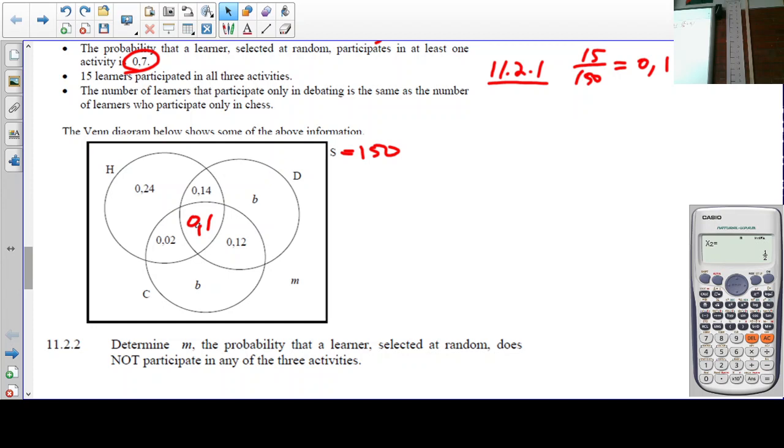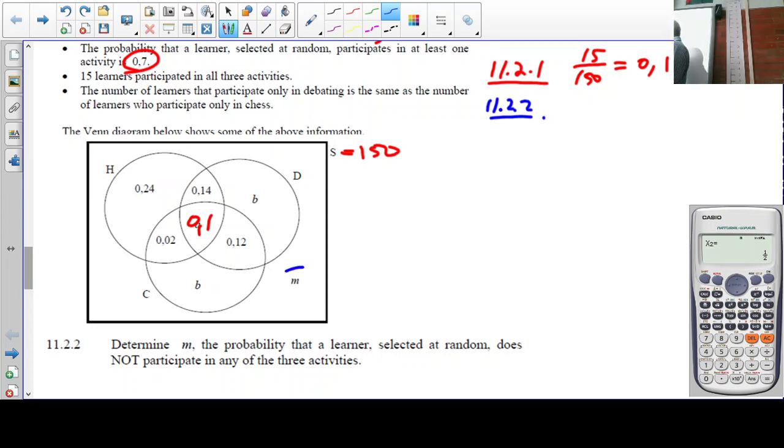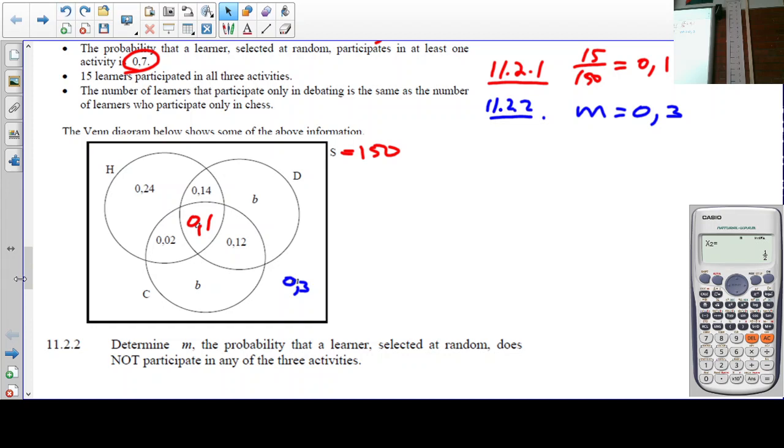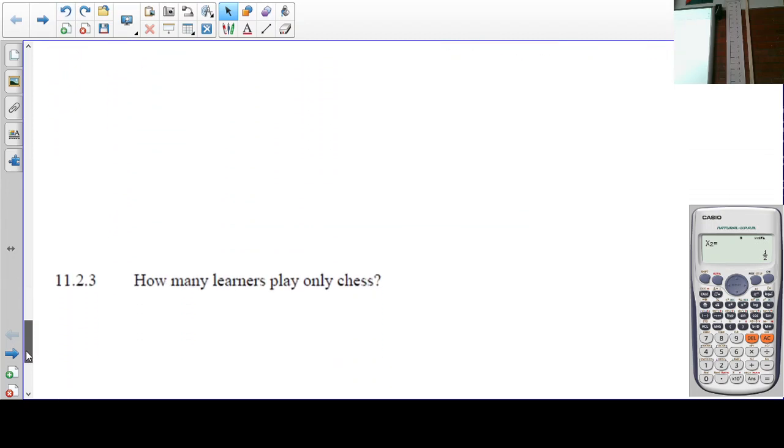Okay. So in question 11.2.2, we are told to determine M. Oh, this is easy. Determine M. We got M already. Yeah. Not so. Okay, I know you guys are upset. You're looking for the big sums, no? Determine M, the probability that a learner selected at random does not participate in any of the three activities. Of course, we spoke about that already. So M is 0.3. Put that there. Alright. Come on, where's that big question?